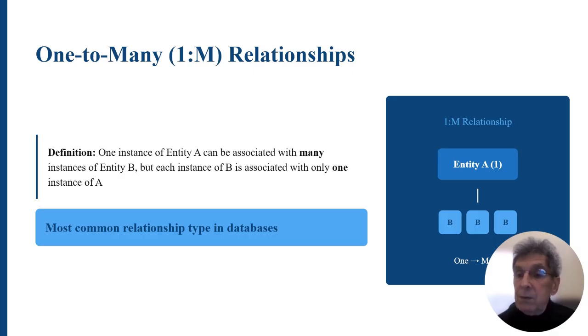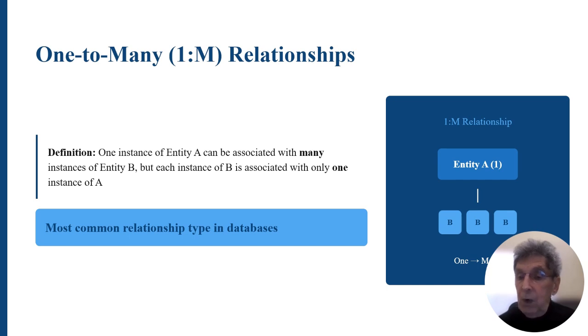In a one-to-many relationship, one instance of entity A can be associated with many instances of entity B, but each instance of B is associated with only one instance of A. One patient can have many visits, but each visit belongs to just one patient. One provider can have many appointments, but each appointment has just one provider. One department can have many employees, but each employee in this model works in just one department. This is by far the most common relationship type. If I had to guess, I'd say 80% of relationships in a typical database are one-to-many.